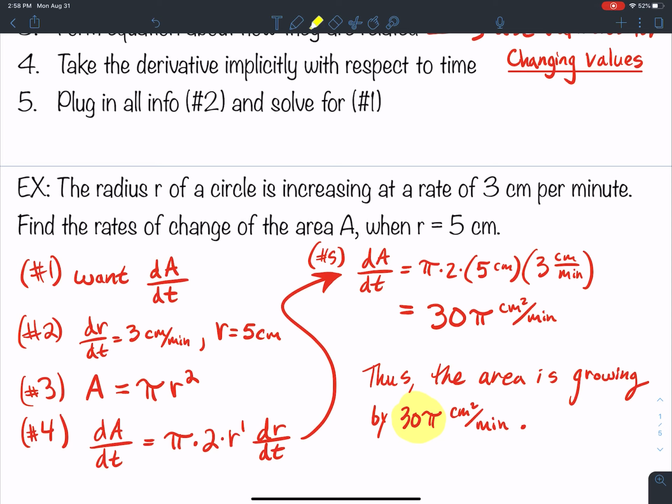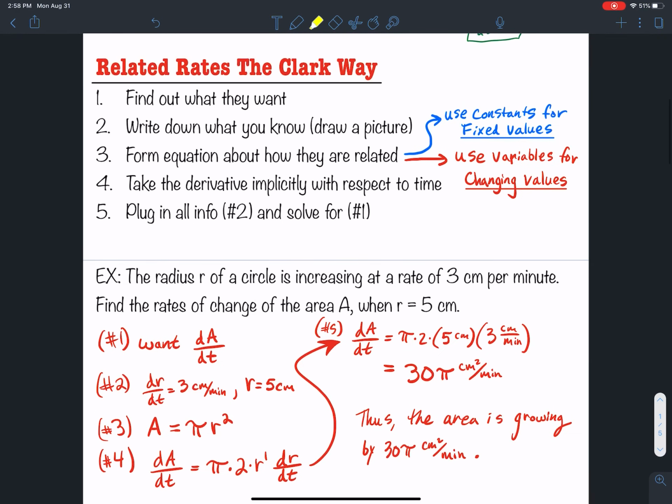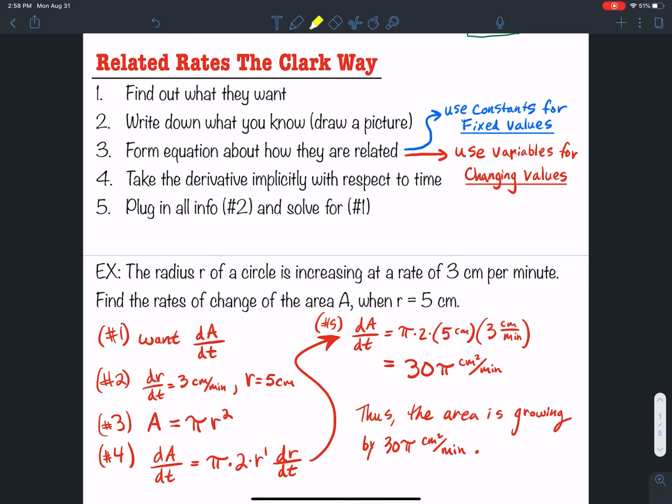Hopefully this video was helpful in explaining how related rates works. This is a very basic example of setting it up the Clark way. I promise you, if you do it this way, it makes the problem way easier.